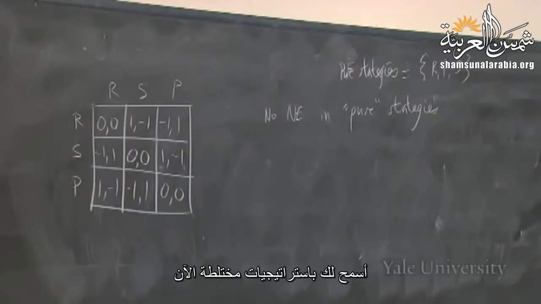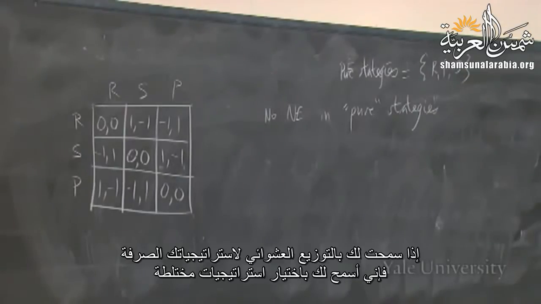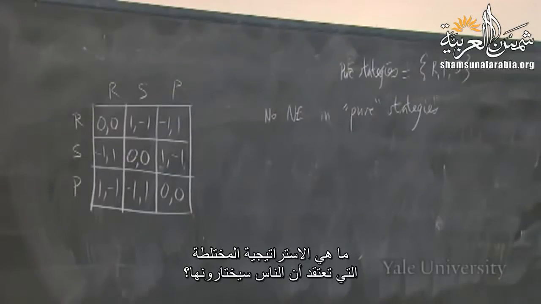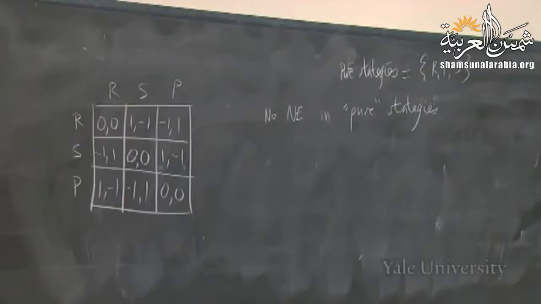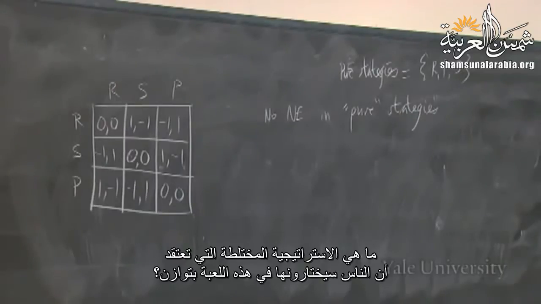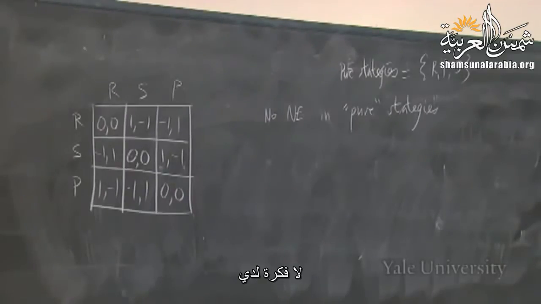I'm allowing you mixed strategies now, so I'm allowing you to randomize. If I allow you to randomize over your pure strategies, I'm allowing you to play mixed strategies. What's the mixed strategy we think people are going to play here? What do we think is likely to be the mixed strategy people are going to play in this game in equilibrium? No idea?